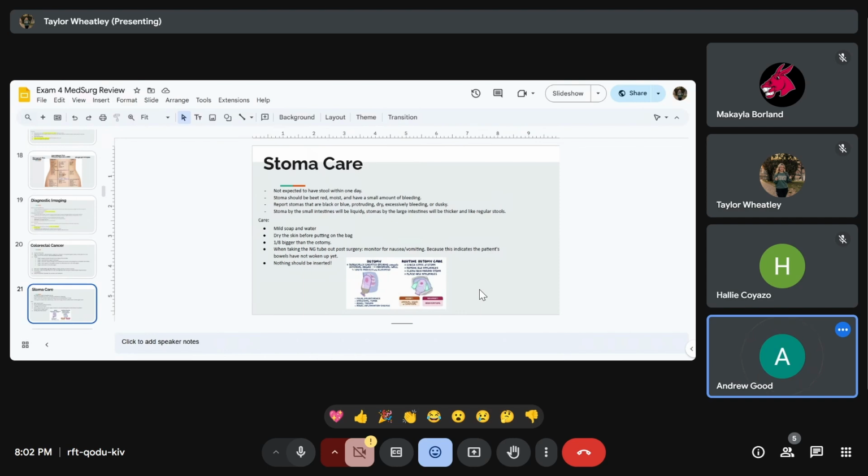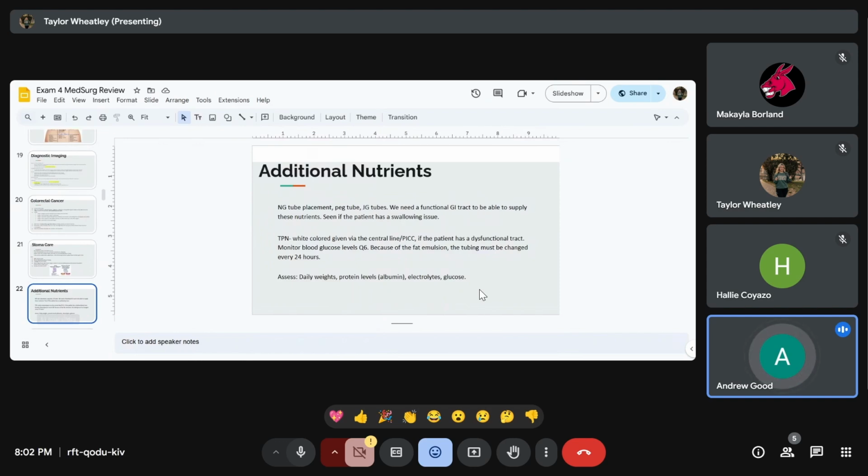And then I'll skip past the NG tube. This is really for post-op if somebody did have a stoma surgery or an intestinal resection. So I'll kind of skip past that one because I don't think that's going to be on your test.